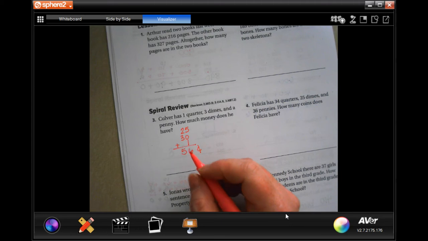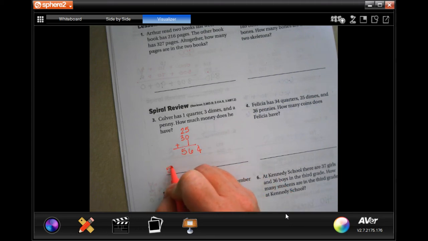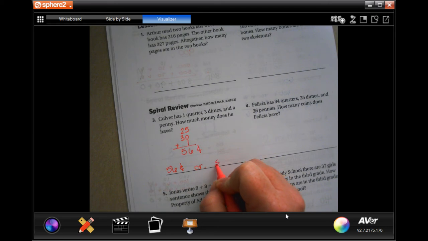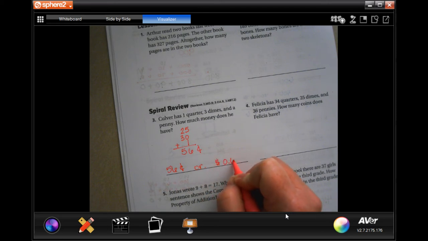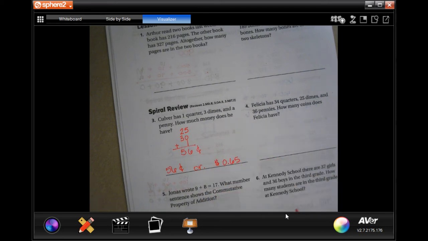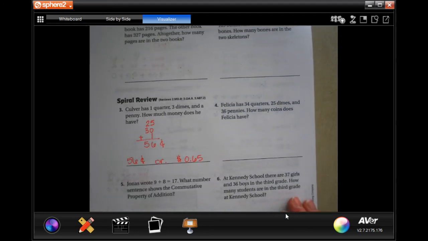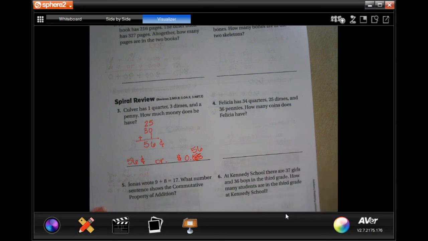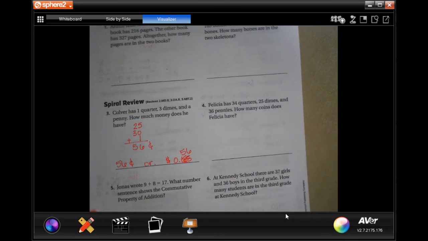So you can either write 56 cents like I just did there, or you can write the dollar sign 0.56. Either way is okay. Pick one though. Okay. Oh, sorry, not 65, 56. My bad. Okay. All right.